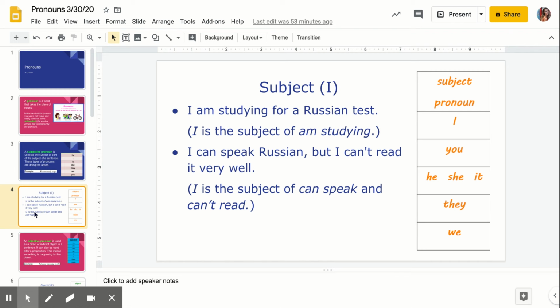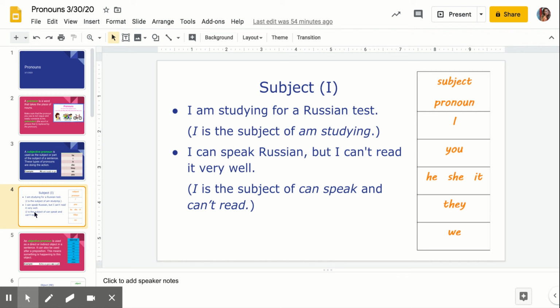Some examples are I, you, he, she, it, they, we. Let's go ahead and move on to our final one, an objective pronoun. It is used as a direct or indirect object in a sentence. It can also be used after a preposition. This means something is happening to this object. So let's look at the example here.